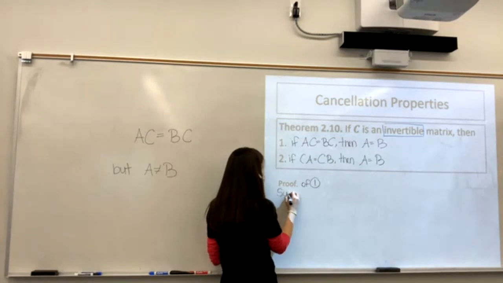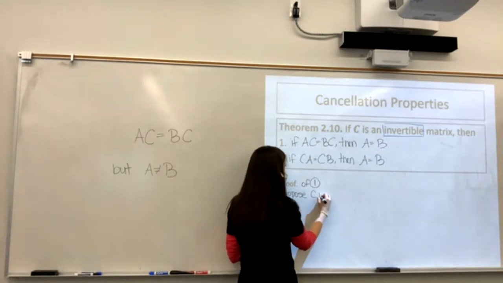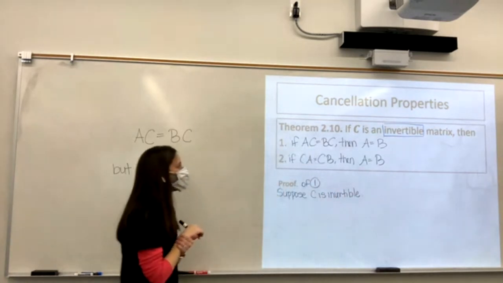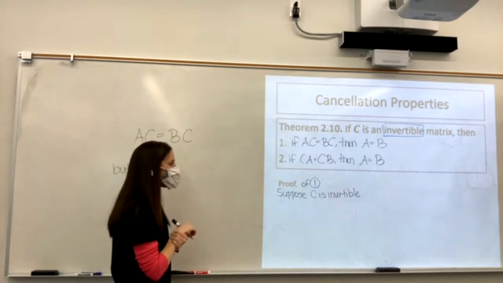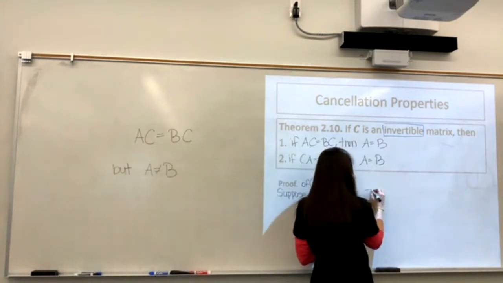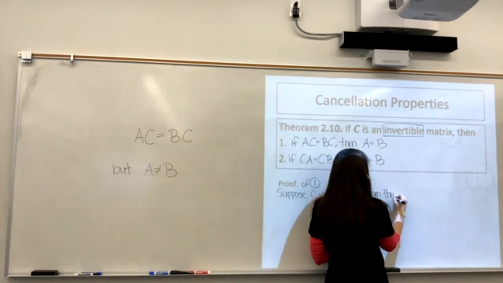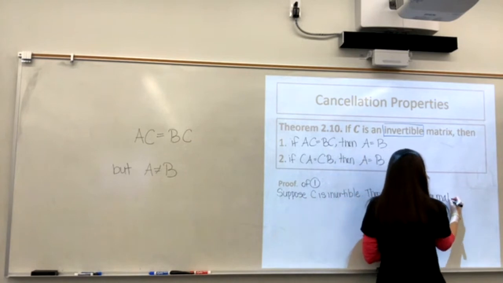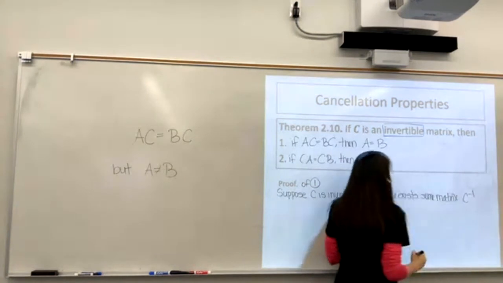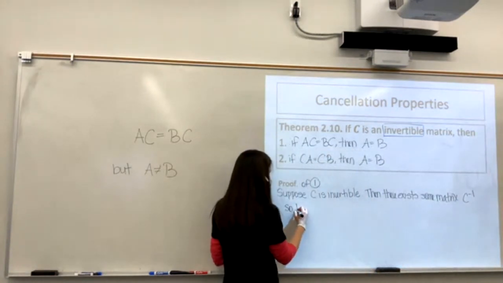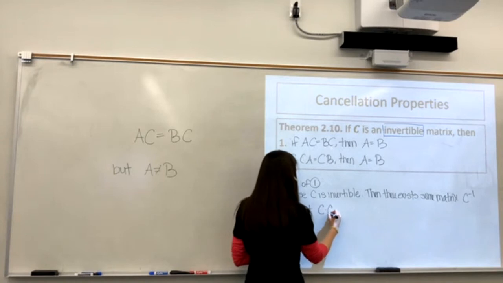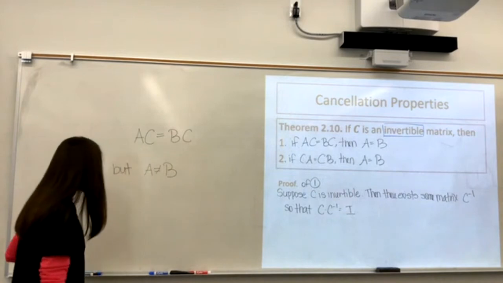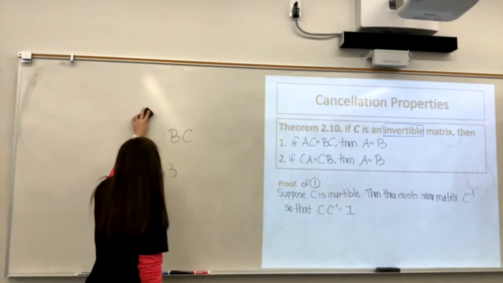All right, so what are my assumptions? Suppose that C is invertible. That's my assumption. And all that means is it has an inverse, right? So then there exists some matrix C inverse such that C times C inverse is equal to the identity. So that's just the definition of C being invertible.